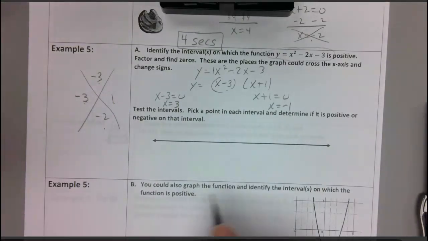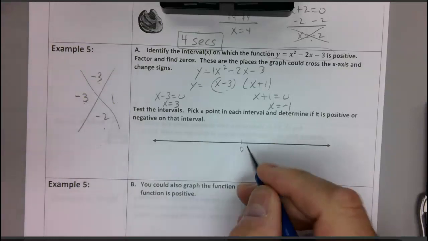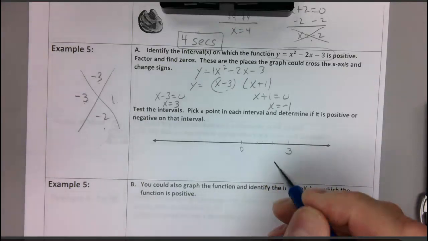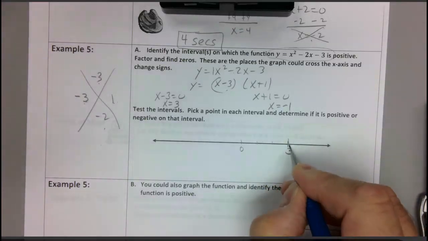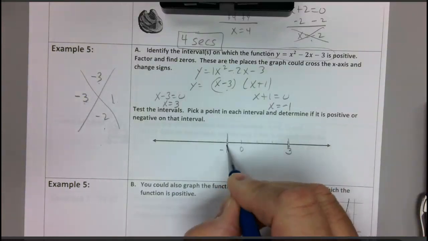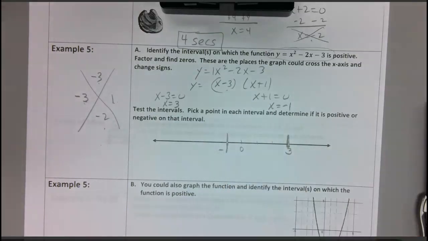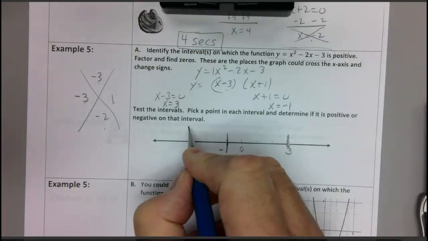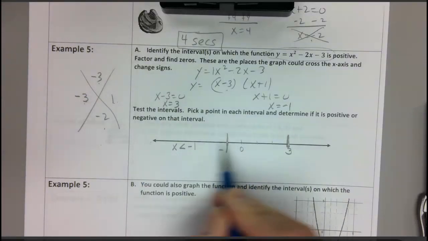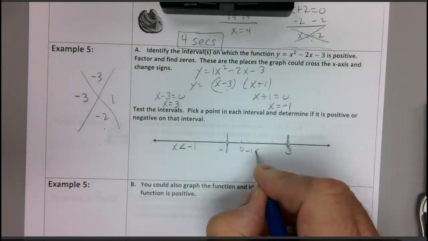But this is what I do: take 0 and then you've got 3, correct? So I'm going to go 1, 2, 3. There's one of your zeros right there. And then the other zero is negative 1, which is right here. The reason why I'm doing this is it gives you 3 intervals you have to check. You've got to check this interval from here out to here, which is x less than negative 1. Everything out here is less than negative 1. And then the interval between negative 1 and 3.